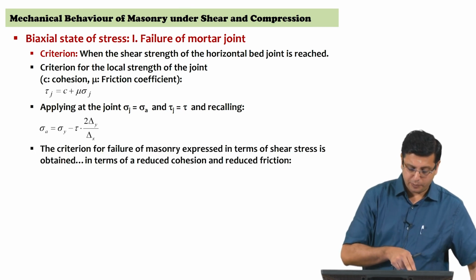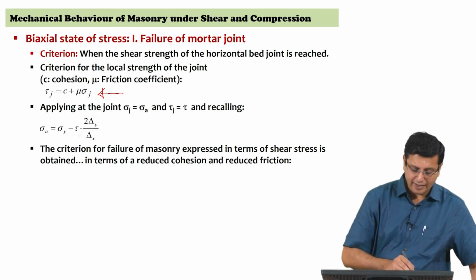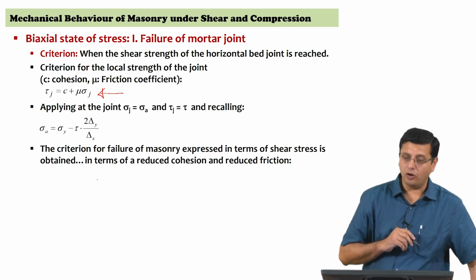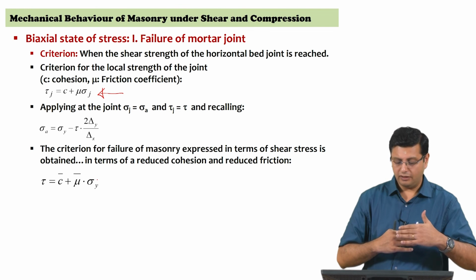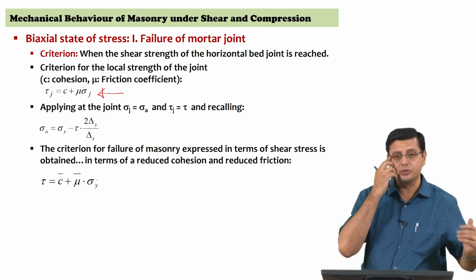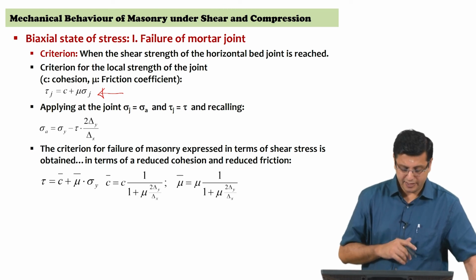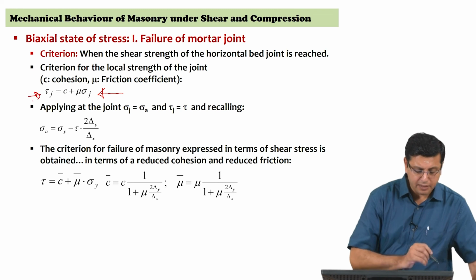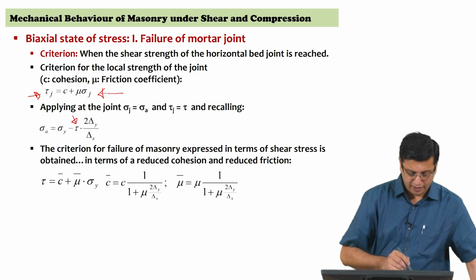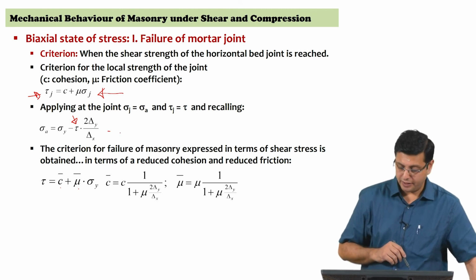So, this expression for tau j that we have earlier, the Mohr-Coulomb criterion, we bring that into the second expression here, and have the criterion for failure when the joint fails. So, basically we are looking at a sort of a reduced friction coefficient and a reduced cohesion that occurs in that local state itself, where we are just introducing this part into the expression. We are bringing in C plus mu sigma j into this expression for tau here, and rewrite it in terms of a reduced cohesion and a reduced friction coefficient, where C bar and mu bar are coming from the second expression on the page itself.